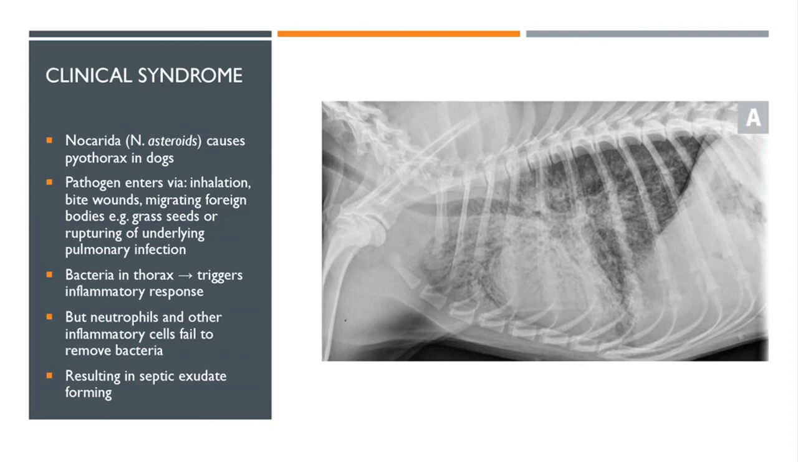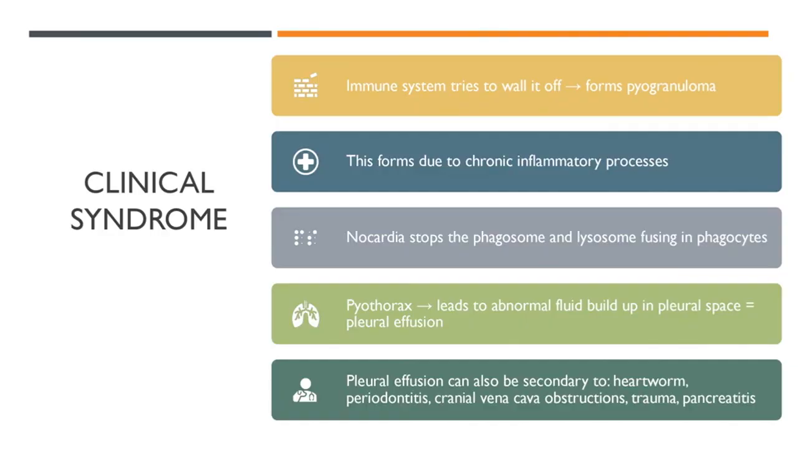Once the bacteria is in the thorax, an inflammatory immune response occurs where neutrophils and eosinophils try to remove the antigen. However, as these cells fail to remove the antigen, they form septic exudate within the cavity, which triggers the body to wall off the infection by forming a pyogranuloma. Nocardia commonly causes pyogranulomatous infections as it stimulates chronic inflammatory processes due to inflammatory cells failing to remove said bacteria. Nocardia evades these inflammatory cells by inhibiting fusion of the phagosome and lysosome in phagocytes.